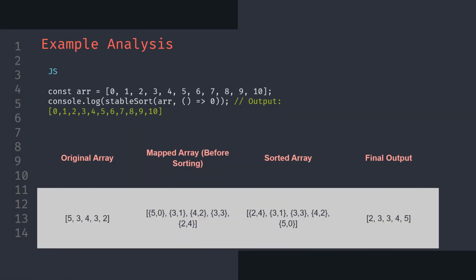This table breaks down the sorting process. Initially, each item is mapped to an object with its index. After sorting, elements with the same value retain their relative position based on their original index, ensuring stability.